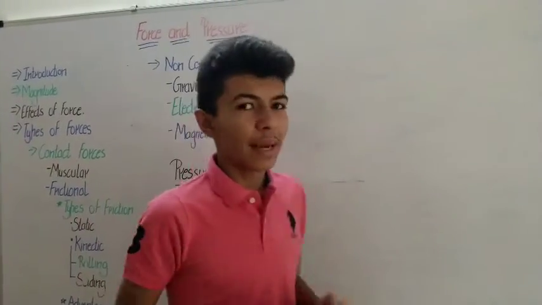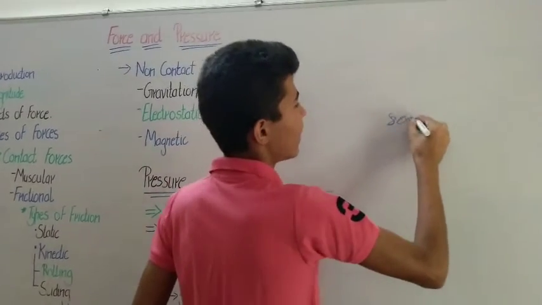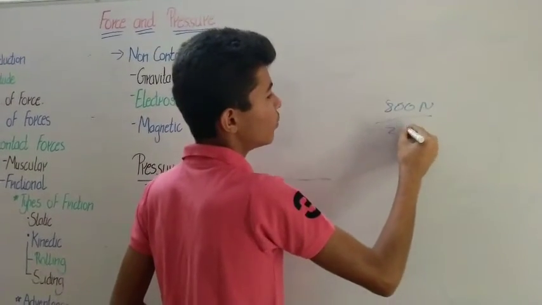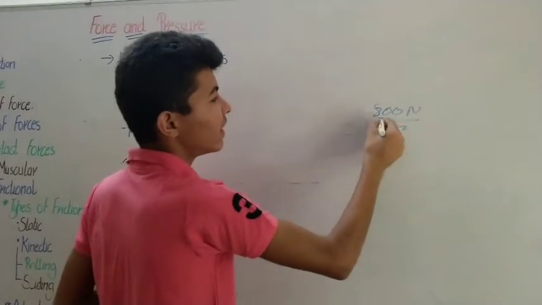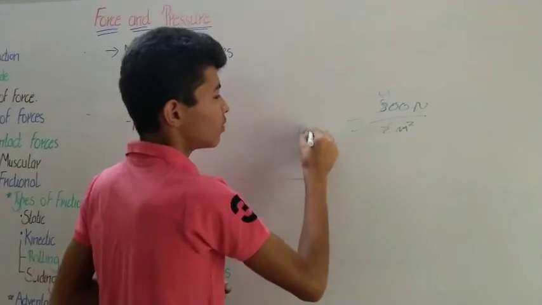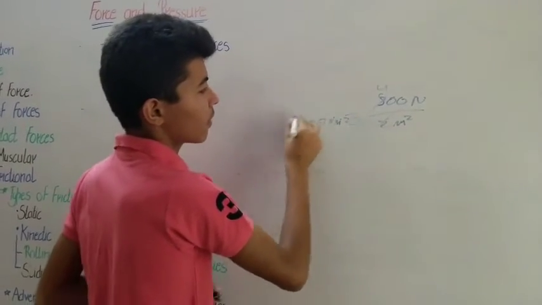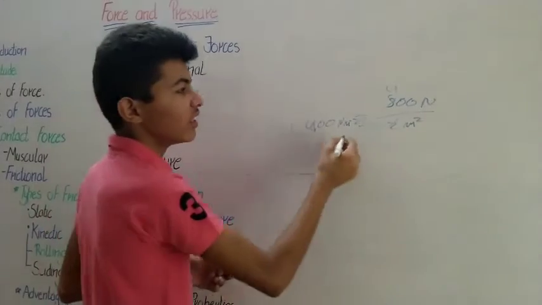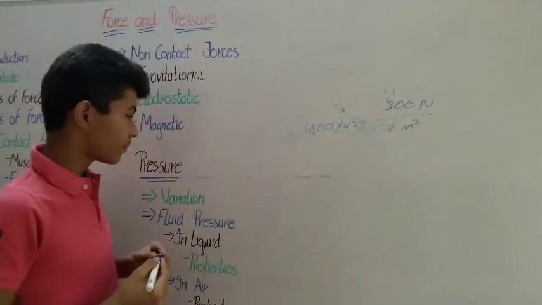So let's take a few examples of how to solve these questions. If 800 newtons of force is applied on a 2 meter square surface, what is the pressure? Now you can simply divide, that is 400 newtons per meter square. And we know that this is referred to as Pascal, so you can put Pa.